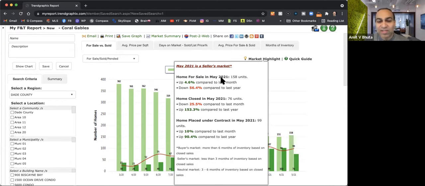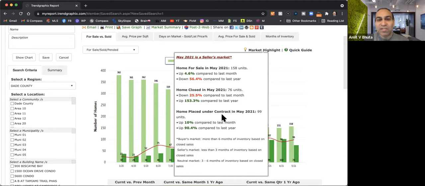So bottom line is May of this year compared to May of last year, we're down 56% of properties for sale. Amount of properties closed, even though there's more than 56% less on the market, we still had 153.3% sell compared to last year, much higher number. And homes placed under contract, this is also known as pending sales. And so we have 90.4% more than last year, even though we have much less inventory to sell. So let's go to the next step.